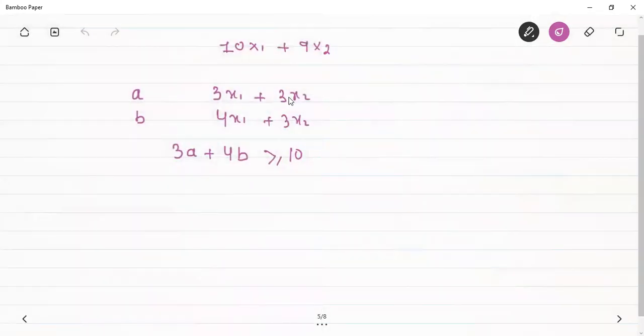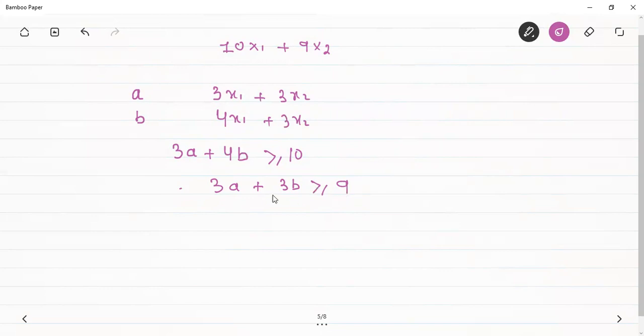the coefficient of x2 is 3a plus 3b. Okay, 3a plus 3b has to be greater or equal to this value. 3a plus 3b has to be greater or equal to 9 in this case. It can't go below 9, because I won't be able to compare the objective function then.